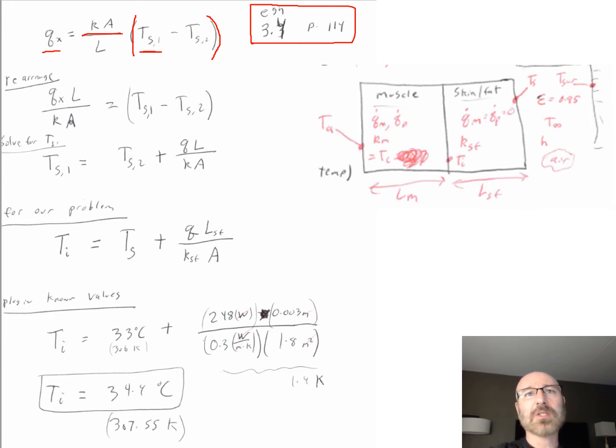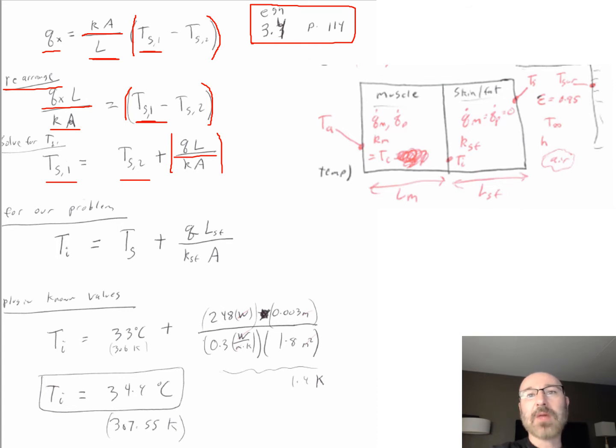So we can rearrange this slightly. We take this term, divide it over to the other side, and we end up with Qx times L over K times A equal to that temperature difference. Now we want TS1 on its own, so we move this back over to the other side, and we see that TS1 is equal to TS2 plus that ratio, QL over KA.